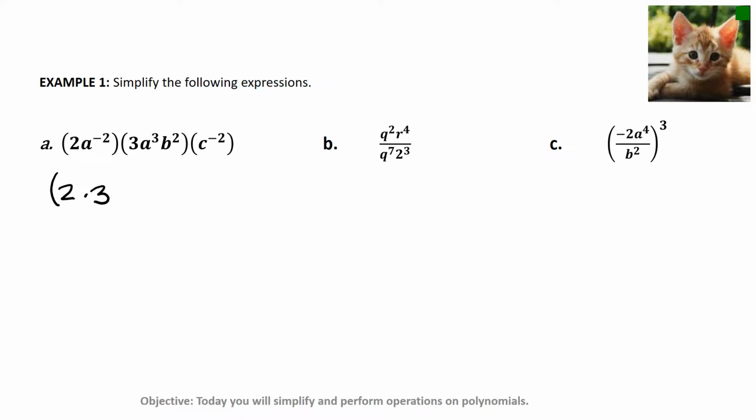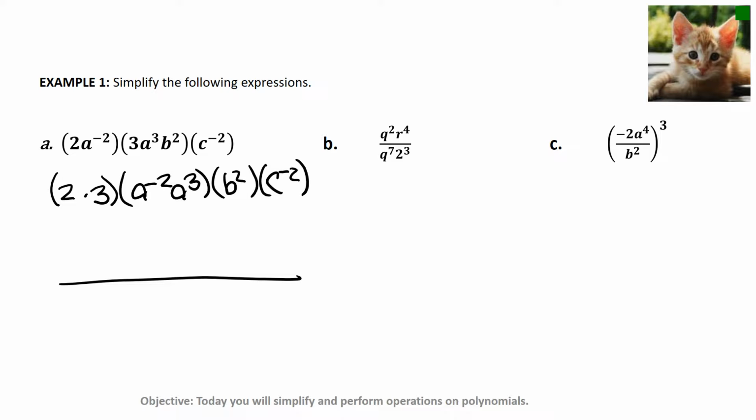We do 2 times 3, go to our houses, a to the negative 2, a to the third, b squared, and c to the negative 2. Now, when we multiply, we see we're going to have some exponents that are negative, so let's take care of that. 2 times 3 multiply is 6. Let's add negative 2 plus 3. Oh, that comes out to a positive 1. It stays up there. B to the second is there, but that C needs to go down to the bottom and become positive.